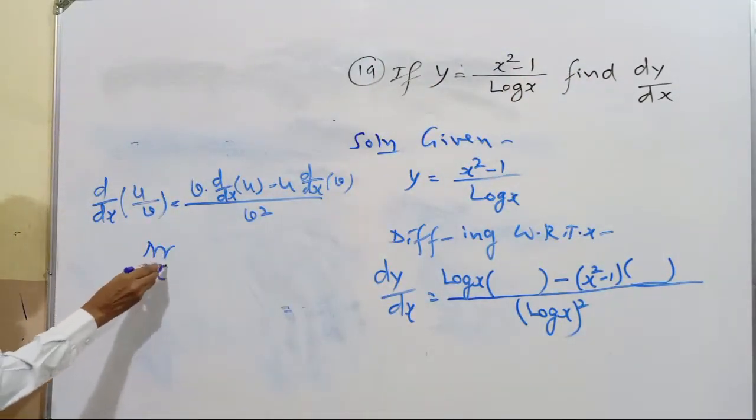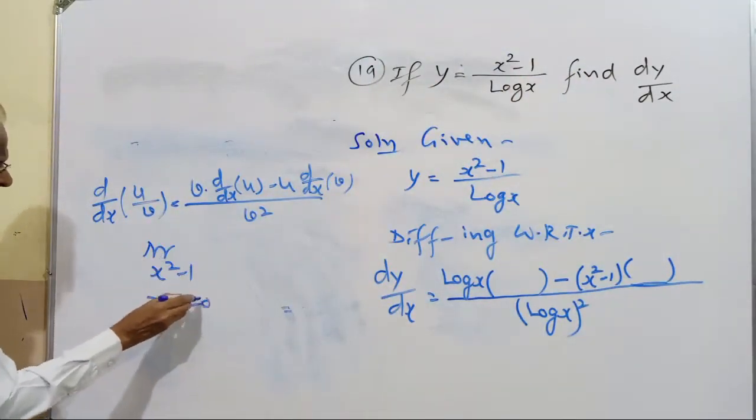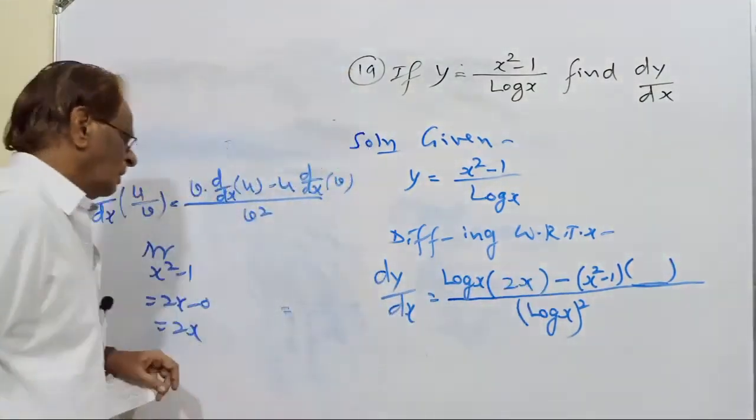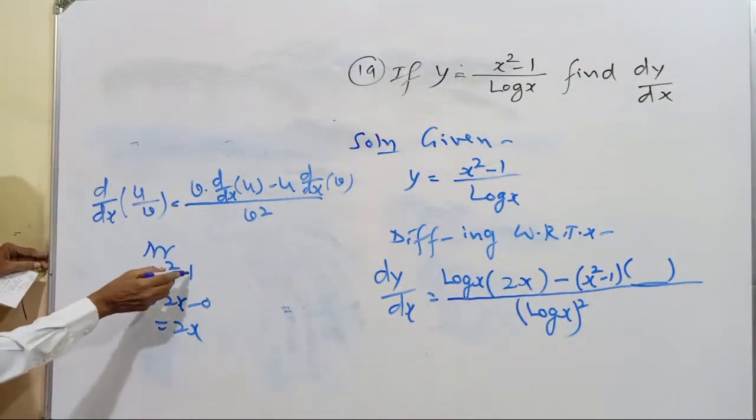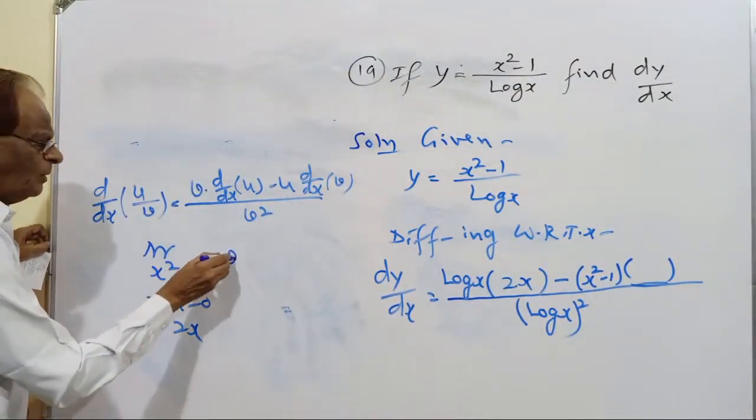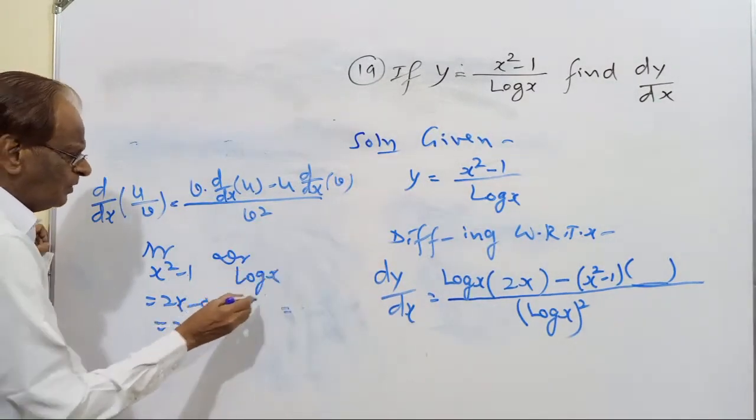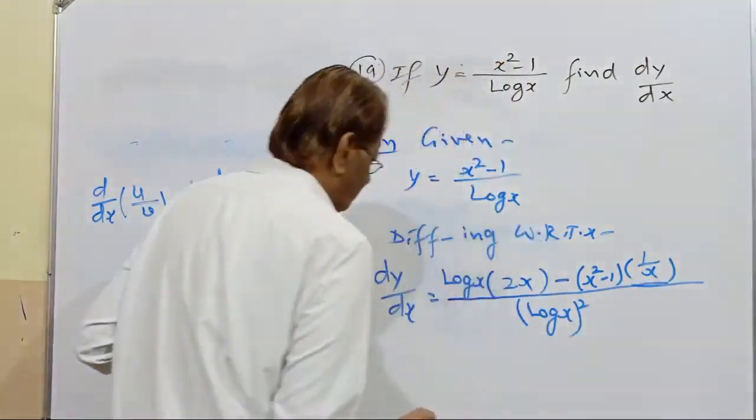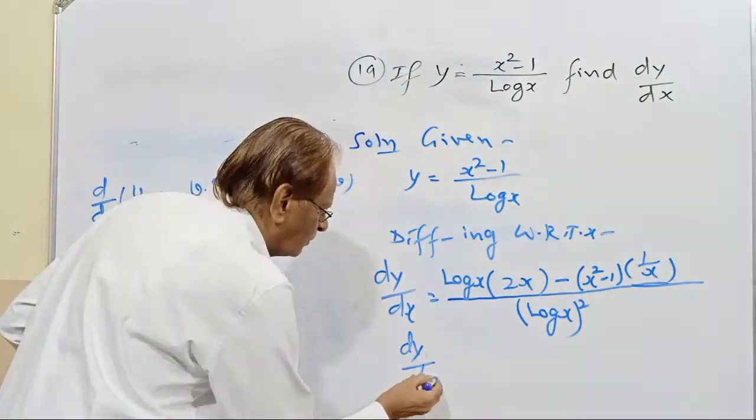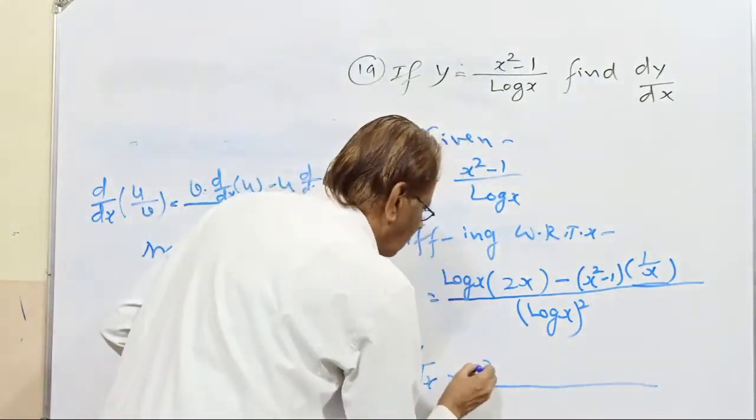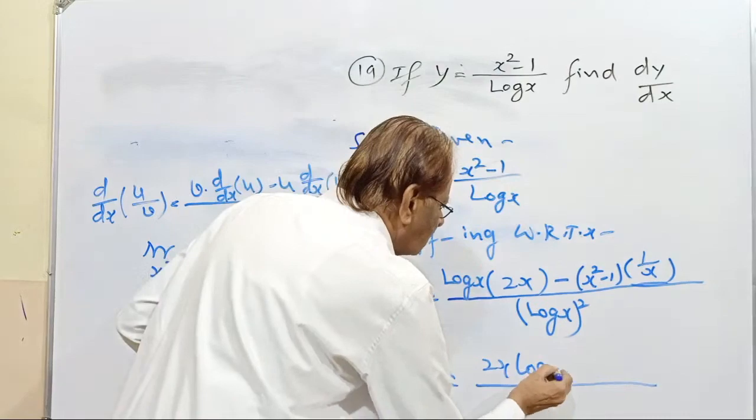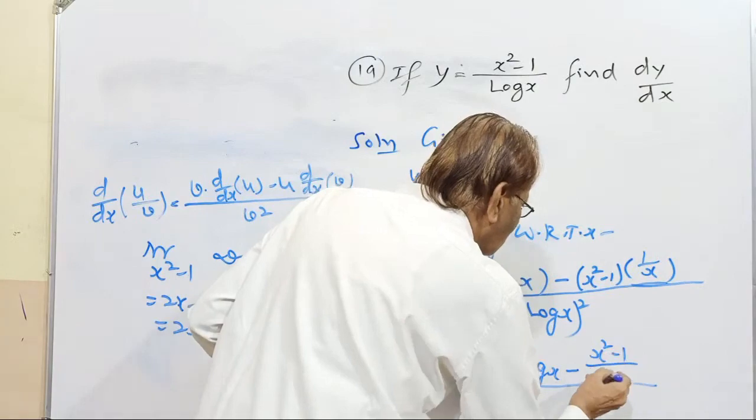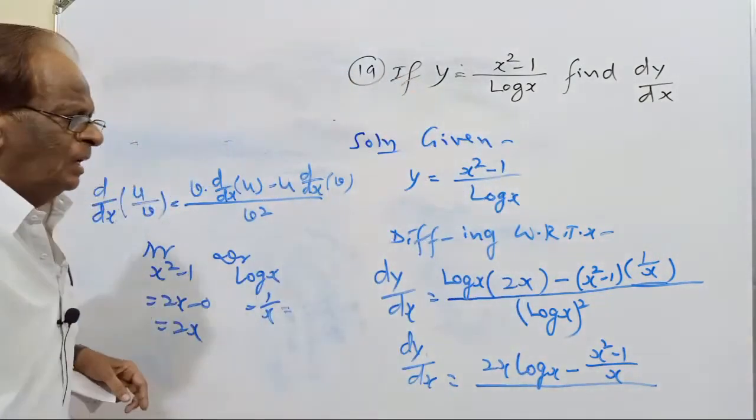Numerator is x squared minus 1. If you differentiate x squared minus 1, it is 2x, because x squared differentiation is 2x, 1 differentiation is 0. Denominator is log x. Differentiation of log x is a direct formula, 1 by x. So dy by dx equal to 2x log x minus x squared minus 1 by x, by log x whole square.